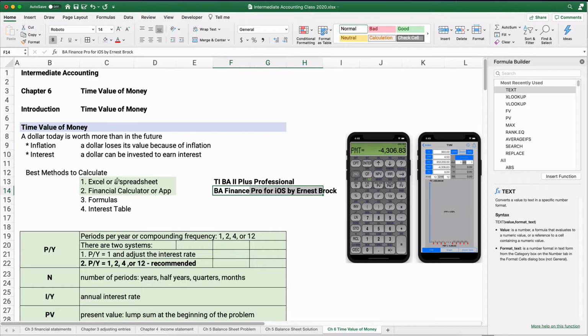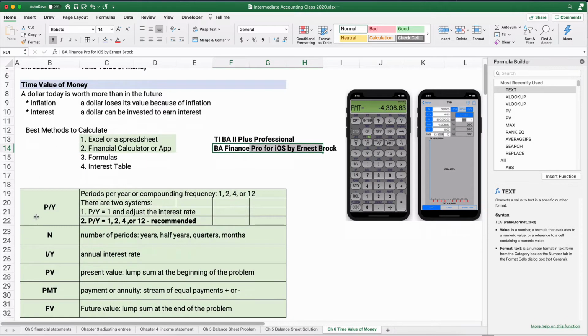So Excel is the best way. You can list everything out, model it, and change the numbers. The financial calculator, the app, is an excellent way too. There are formulas. You can go back and use formulas, but that is not very efficient. The worst way is to use an interest table. That's just not very precise, and it's very simple, but not complex enough to calculate really good problems. All right, so let's talk about the idea of time value of money.